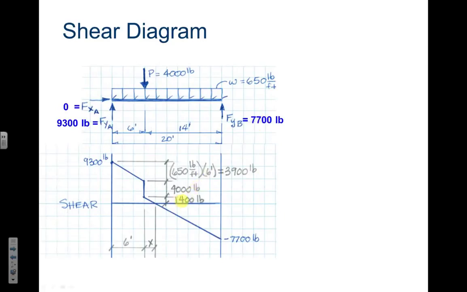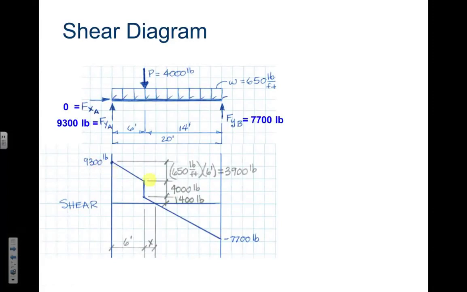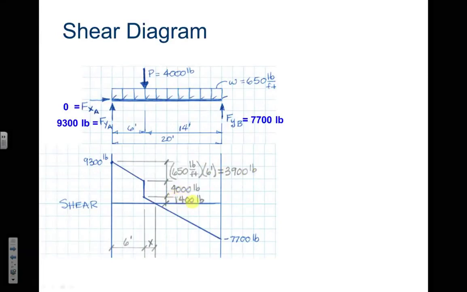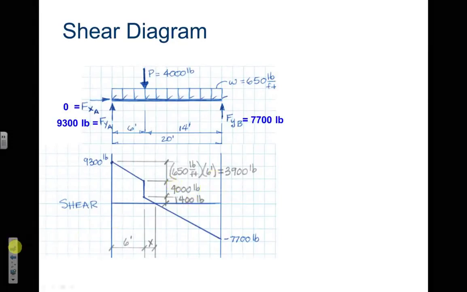Notice we get this 1,400. The reason we get this 1,400 is that from where my pointer is, from here to here, has to equal 9,300 pounds. So 3,900 plus 4,000 plus 1,400 equals 9,300. Another way to do that is take 9,300 minus 3,900 minus 4,000. That will equal this 1,400 pounds. And that's going to become important in just a second.